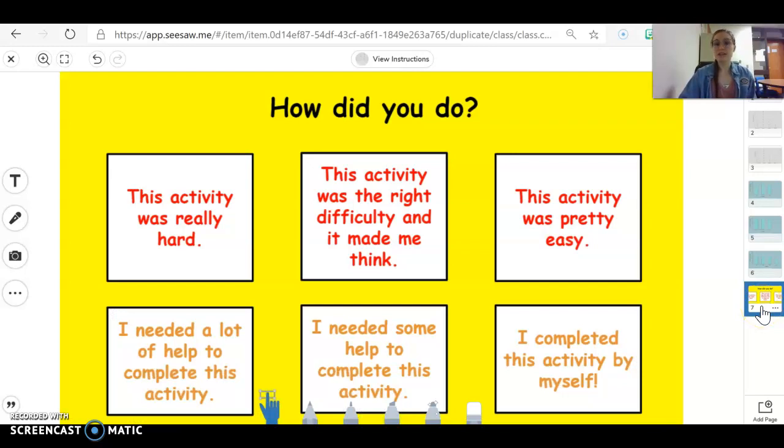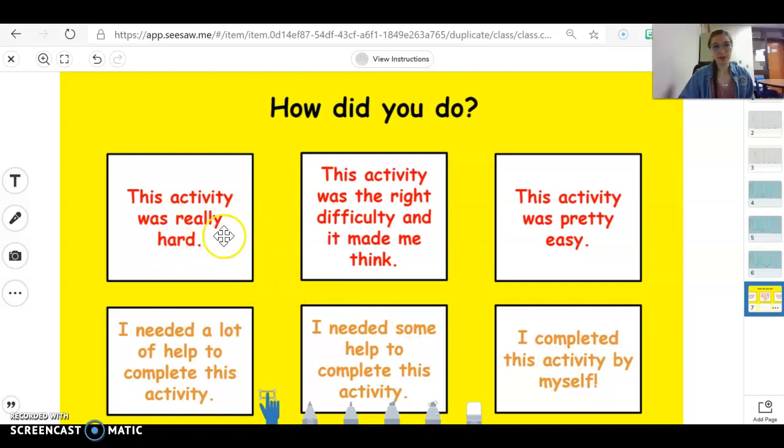So I want you to be thinking about, was this activity really hard for you to do? Was it the right difficulty and it made you think, or was it pretty easy? Then on the bottom, I want you to put how much help did you need? A lot of help, some help, or no help and you were able to do it by yourself. Be honest with this part. I would love to know exactly how it went for you, okay?